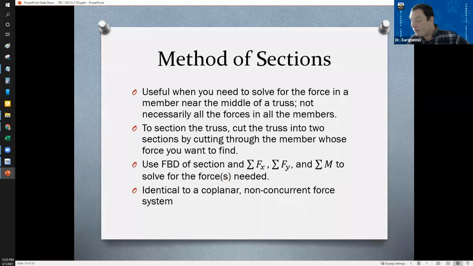This is pretty much what we're doing for non-concurrent force systems. So systems where, when we say planar, we're talking about 2D systems, but non-concurrent is also where the lines of action of the forces do not intersect, right? Now, sometimes they do, or sometimes a few of them do, but not all of them.